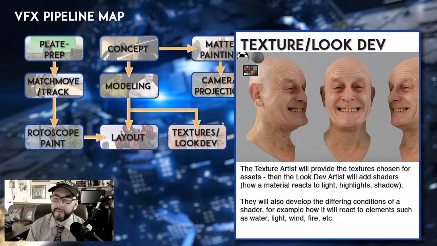Look dev artists also develop the differing conditions of the shader, elements such as water, light, wind, fire, all kinds of good stuff like that. Taking, for example, this CG character right here, skin texture has a lot of what we call subsurface scattering in it. And without that element in the shader, it's going to look fake. It's going to look like plastic. Okay, it's not going to look real, right? Subsurface scattering, we'll talk a little bit about that later on, but it's an important part of organic objects to make them look real.